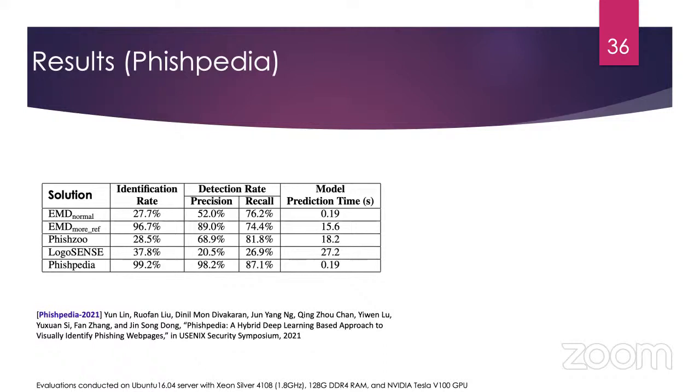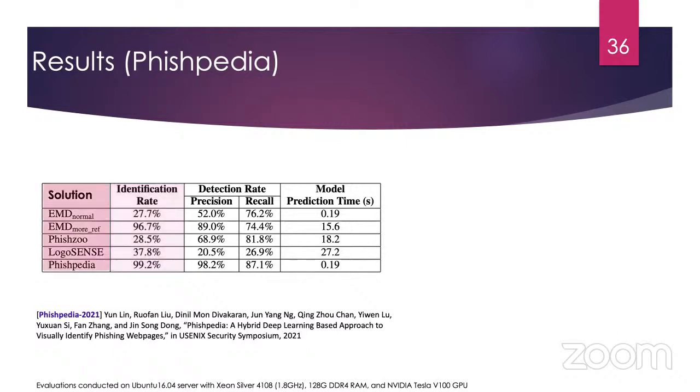So, these are the results. The highlighted one is the detection rate, which is basically precision and recall. And we also present the identification rate. Identification rate means the accuracy in identifying the brand of the logo. The detection problem is just saying whether it's phishing or not, but identification is saying the target has been, let's say, Amazon or not, or PayPal or not, right? So it's identifying the brand.